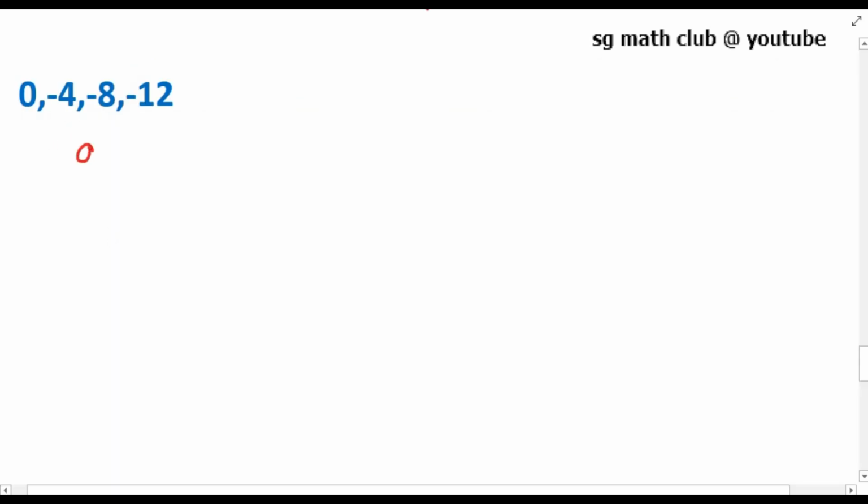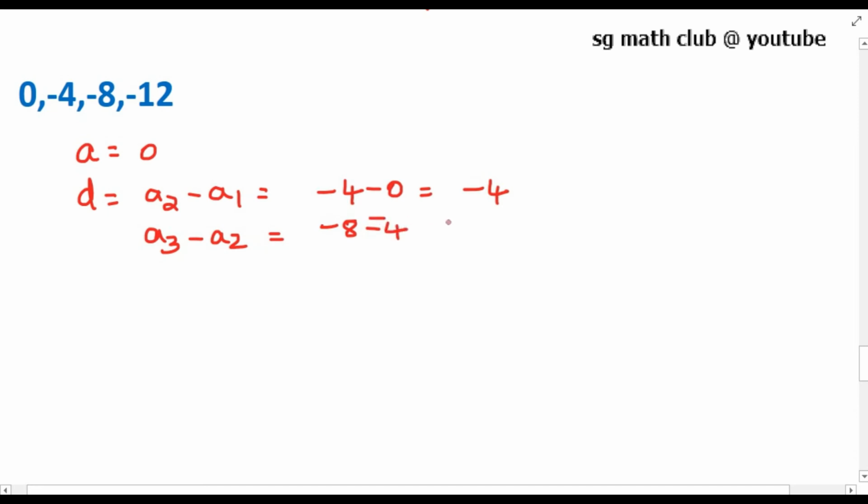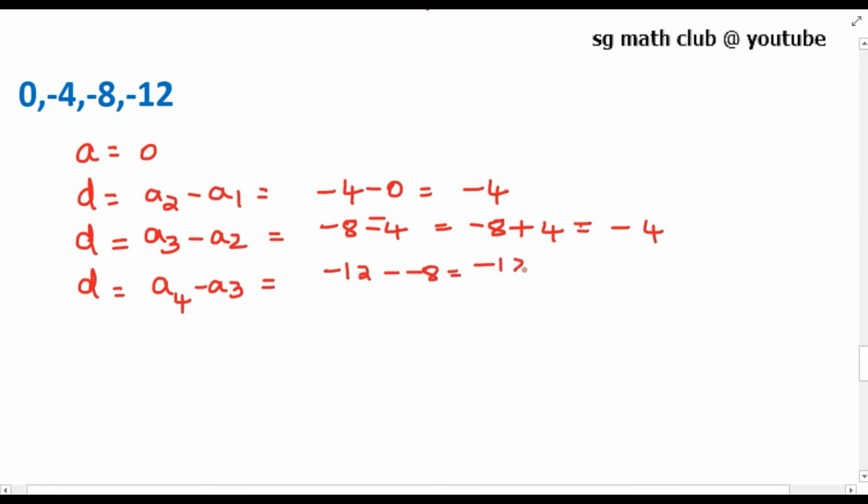So now here the first term is 0. Now D we will find out. A2 minus A1: minus 4 minus 0 is minus 4. Again A3 minus A2: minus 8 minus minus 4 is minus 8 plus 4, again it is minus 4. So D for the second case is constant. Third one, A4 minus A3: minus 12 minus minus 8 is minus 12 plus 8, which is minus 4. This forms an AP. So here the common difference is minus 4.